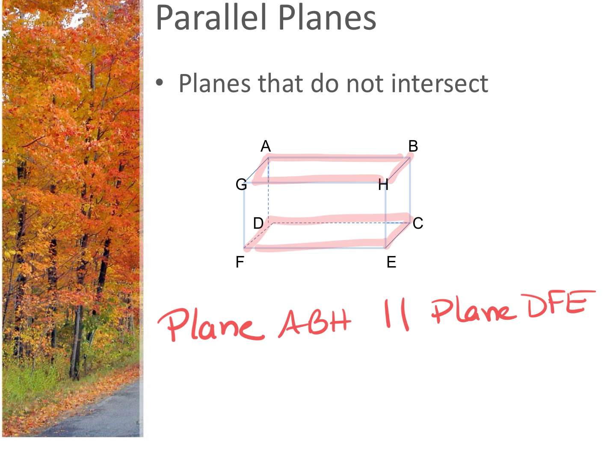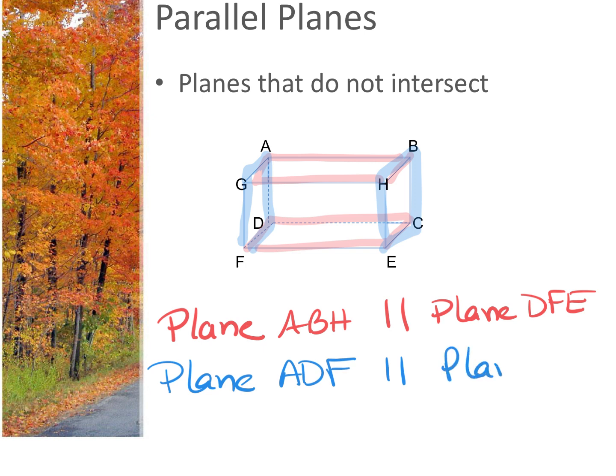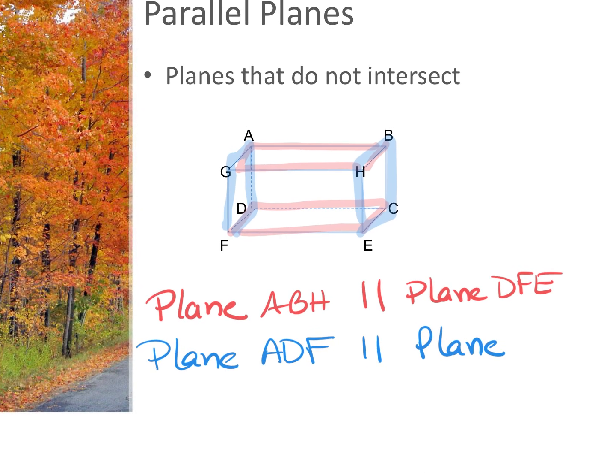And then I could also have another pair of parallel planes. I could do the sides. So I could say this left side, I could name that as plane ADF, or AGF, or FGA, and say that it's parallel to that right side of the prism, and I could call that EHB or BCE. It doesn't really matter. Choose three of the four letters.